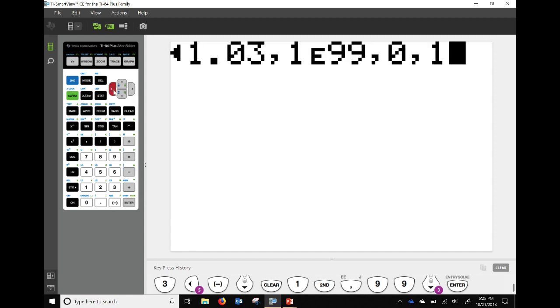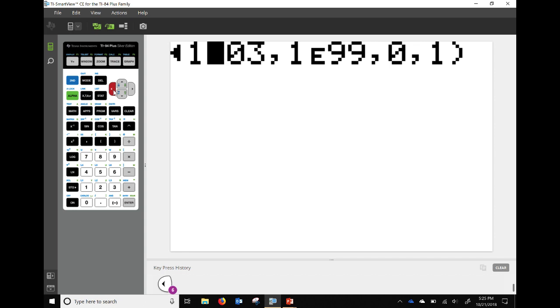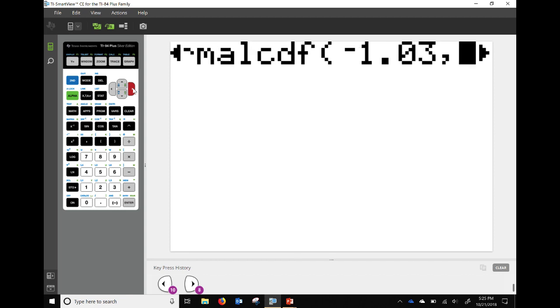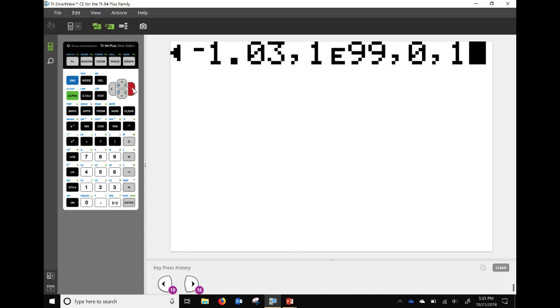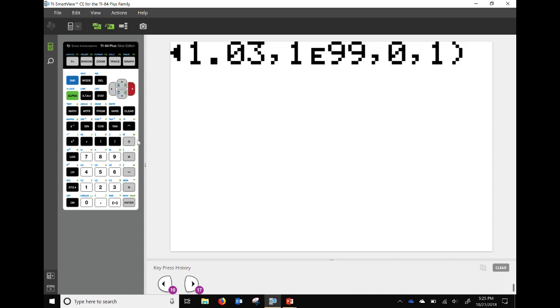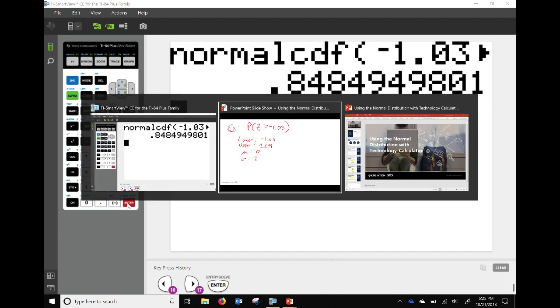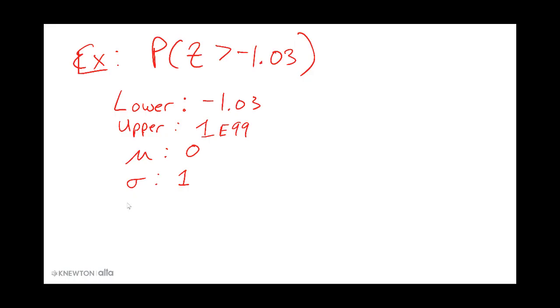If your calculator is not updated and you have to put this in comma separated, this is how it should look once you put it in comma separated. We got normal CDF selected. We got our lower, upper, mean, standard deviation, comma separated. Hit enter, and there we go. To 3 decimal places, we should get 0.848 as our probability there. So this equals 0.848.